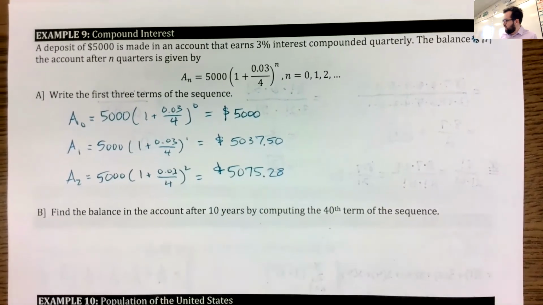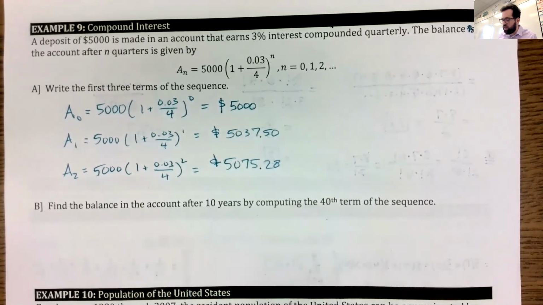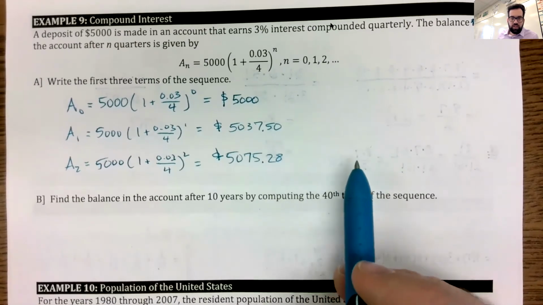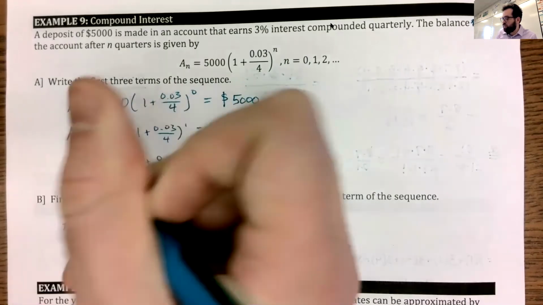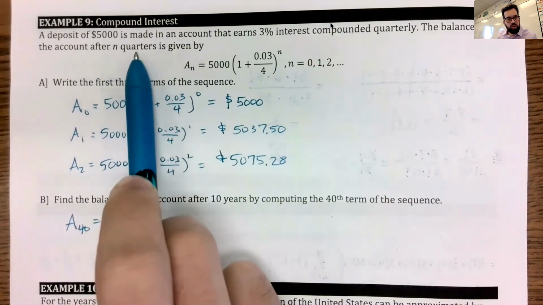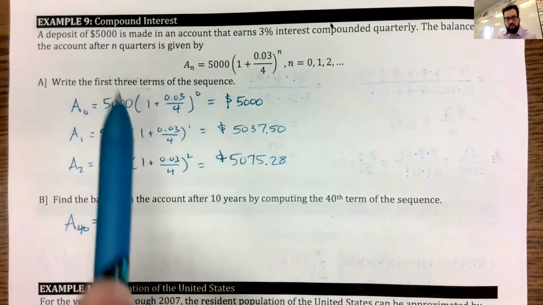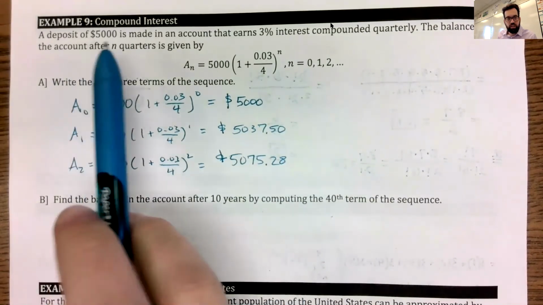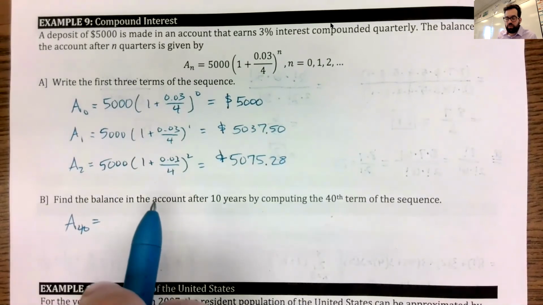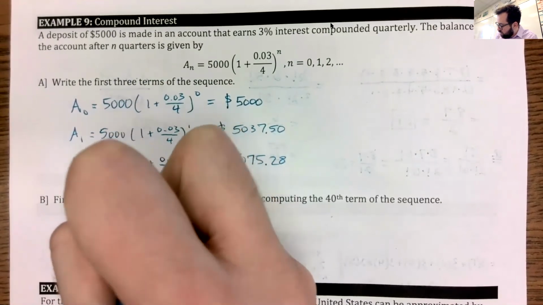Not bad. Letter B, find the balance in the account after 10 years by computing the 40th term of the sequence. First, let's think about why that would be the 40th term. Well, n is the number of quarters that have gone by. A quarter is a quarter of a year. So after 10 years, there's going to be 40 quarters, 40 quarter years, because there's 4 in every year. Makes sense. So we have a sub 40. I'm going to plug in 40 for n.